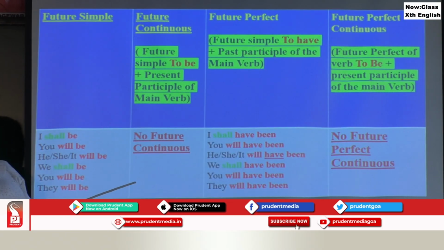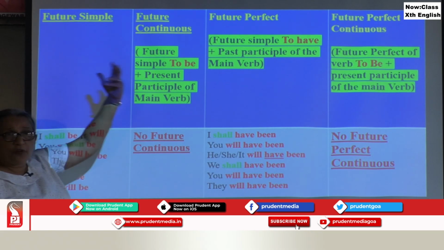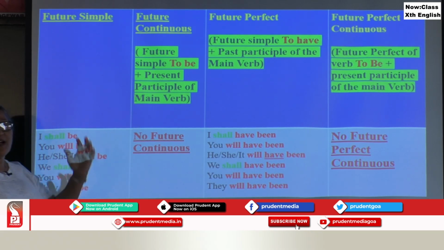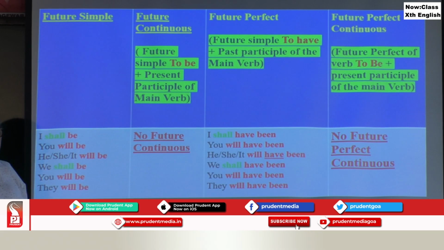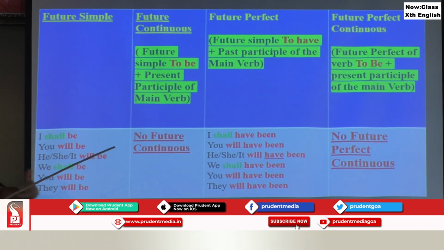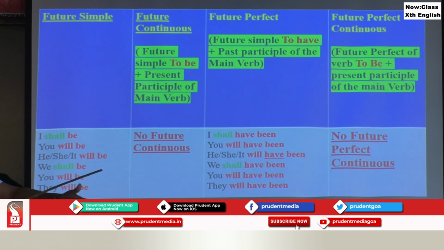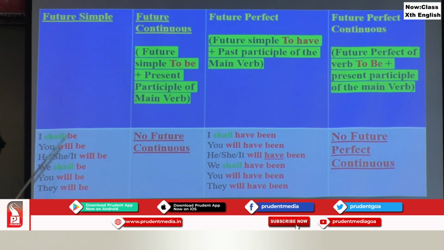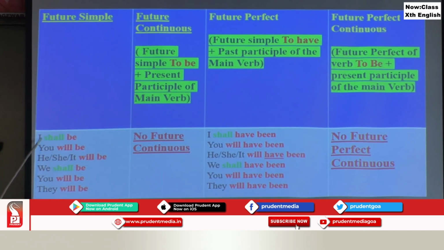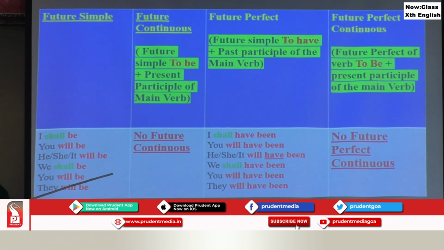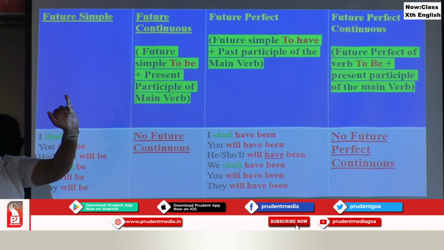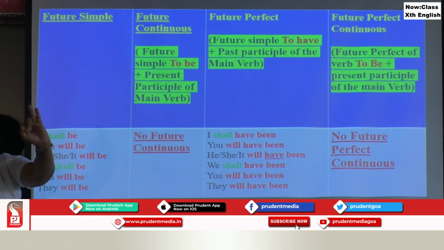Let us look at future. In the case of present simple, we said I am, you are, he, she, it is, we are, you are, they are. Past simple, I was, you were, he, she, it was, we were, you were, they were. Future simple of verb to be and of any verb goes like this. Present simple, just one verb. Past simple, just one verb. It only changes its form.